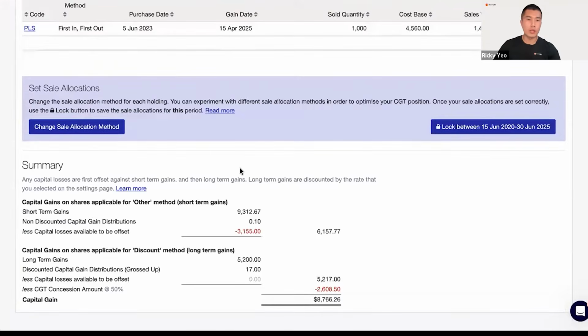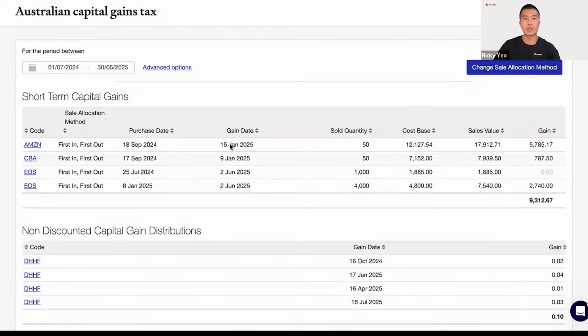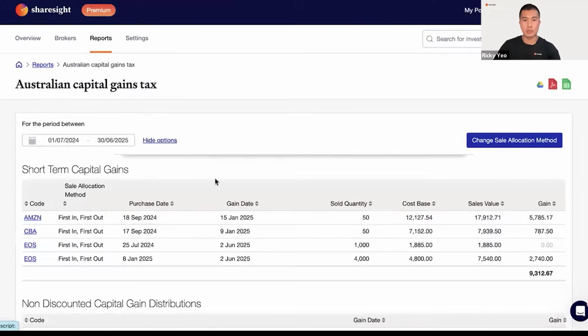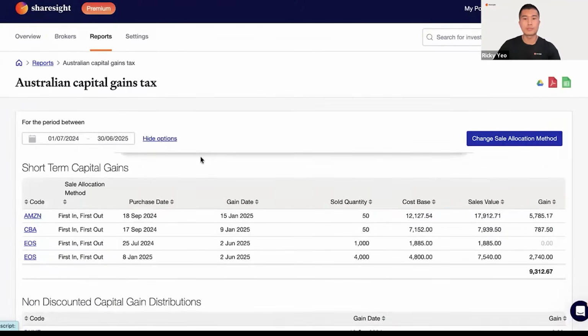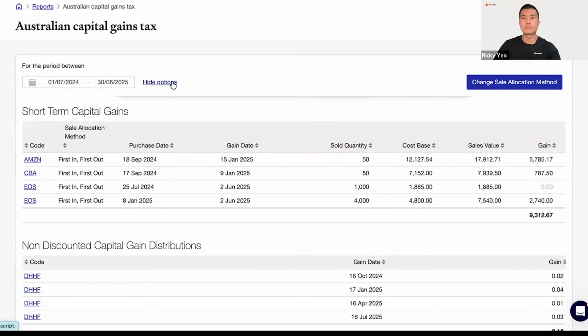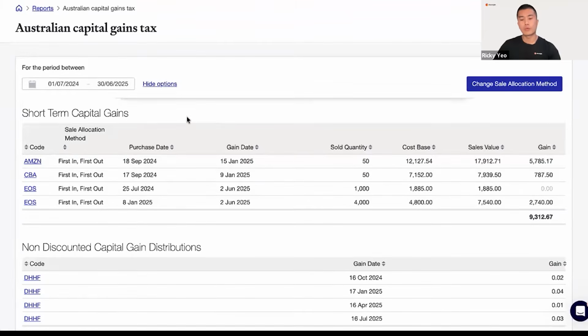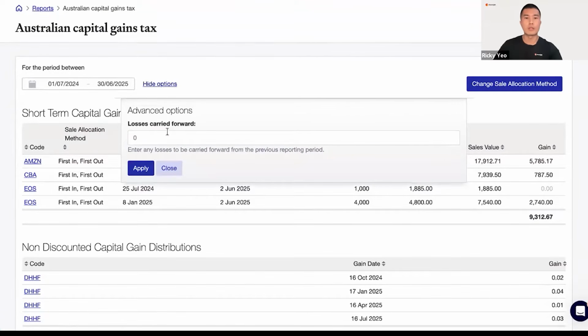So that's very high level. The other thing you can do on the CGT report is losses carried forward. If you have any capital losses from your previous financial years that you need to apply to the 2025 financial year, you can do that.